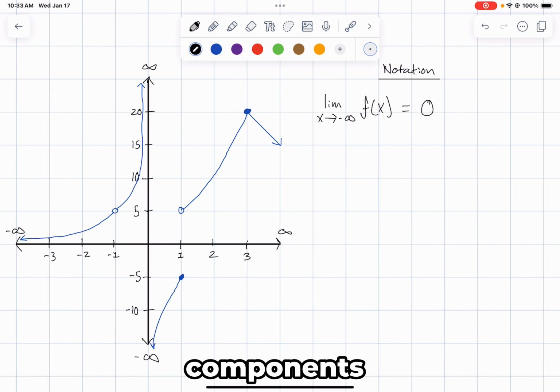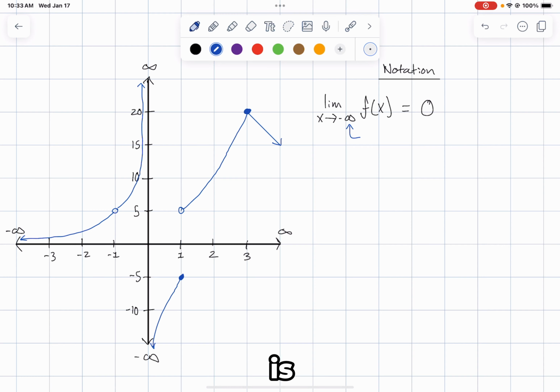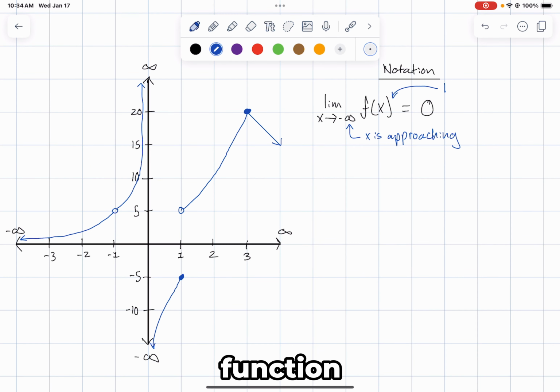So to get the components down, this is what x is approaching. This is the function that you're evaluating the limit on. And then this is the value of that limit.